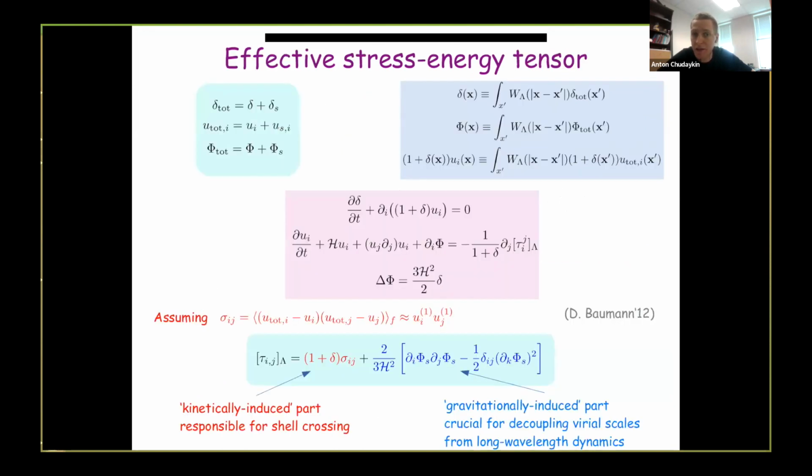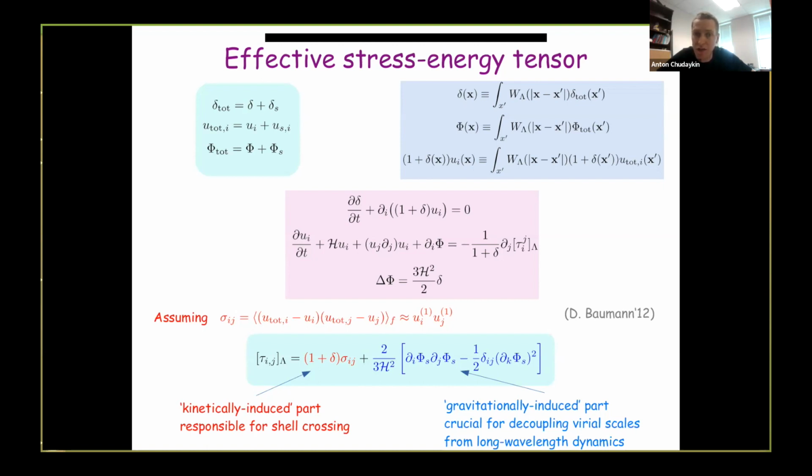Okay, let me say several words about the effective stress energy tensor. We split all quantities into long wavelength and short wavelength quantities, and integrate out the short wavelength contributions by a simple prescription, integrating with some kernel which equals 0 in the long wavelength limit, and obtain the following correction to the Euler equation, which you see on the right-hand side of it.